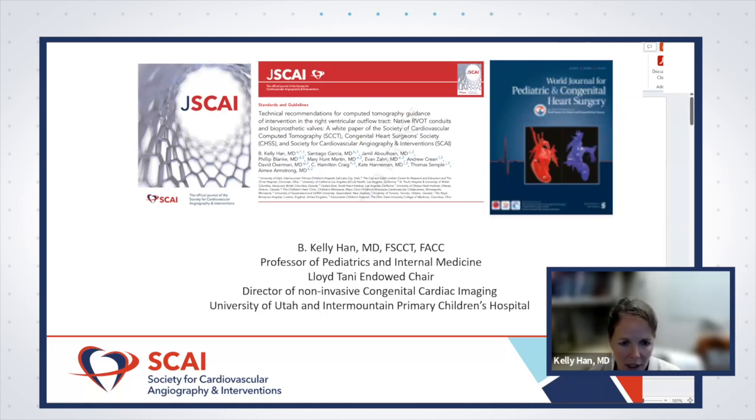So I want to thank you for the invitation to present this paper. It's the first paper that I'd like to call sort of imaging for intervention. And I think it really highlights the important collaboration between cardiac imagers and proceduralists, which includes both surgeons and interventionalists.